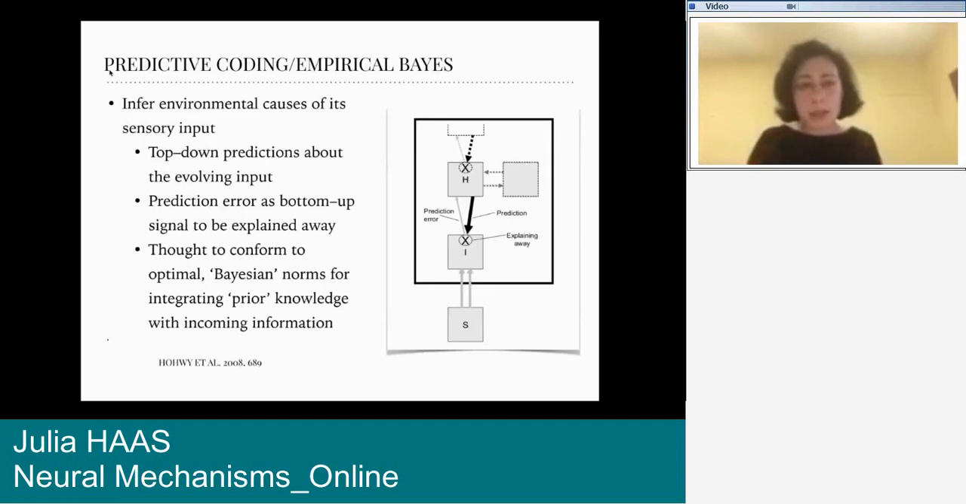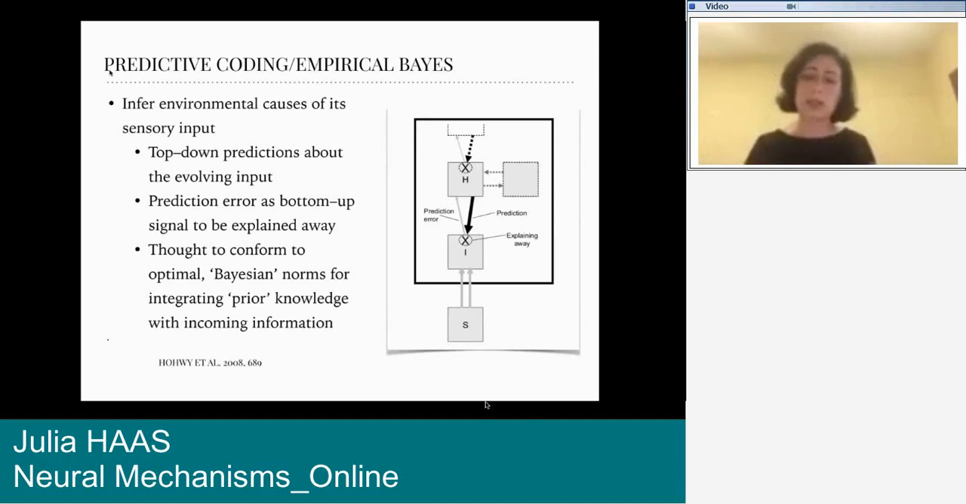So Howie and colleagues turn to predictive coding, specifically hierarchical predictive coding, or sometimes also called empirical Bayes, to provide a general theory of how perception works to explain binocular rivalry. And so on the predictive coding view, the idea is that perception is not passive. Rather, it's an active process whereby the mind infers external environmental causes based on its sensory input.